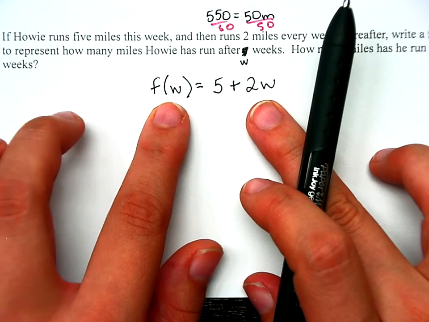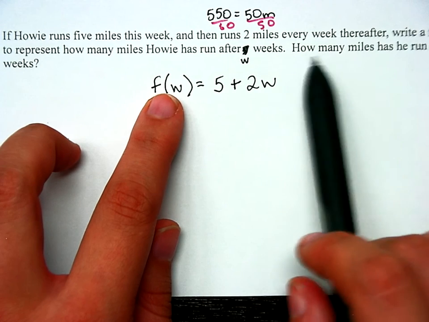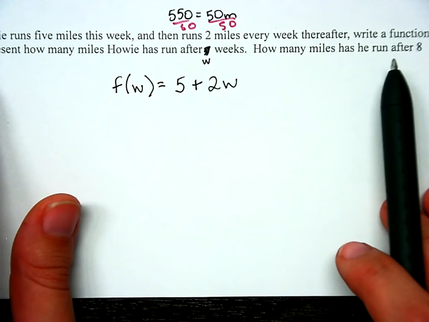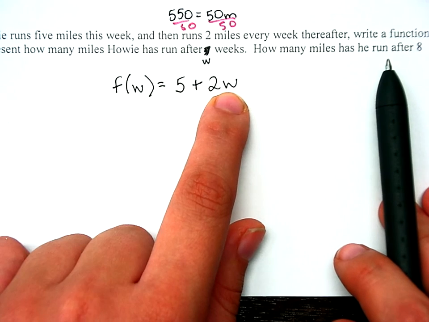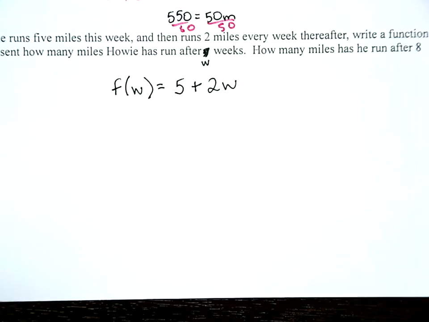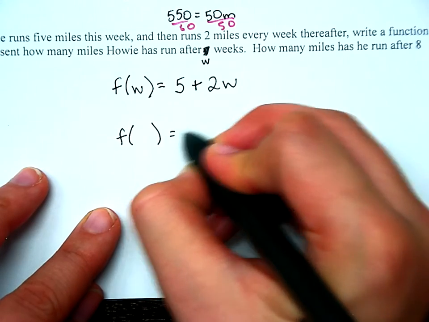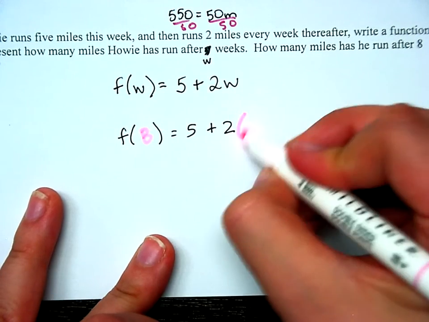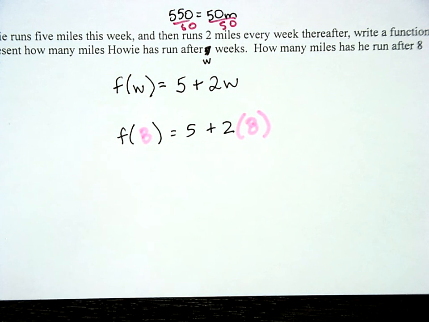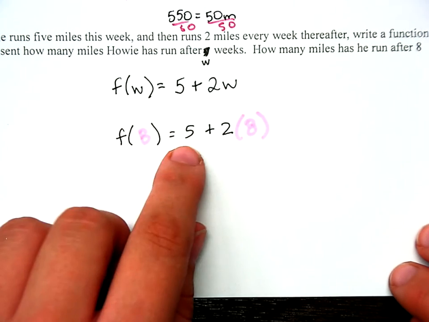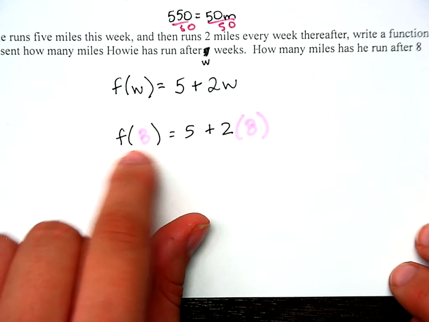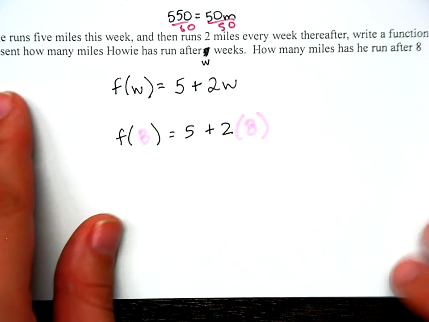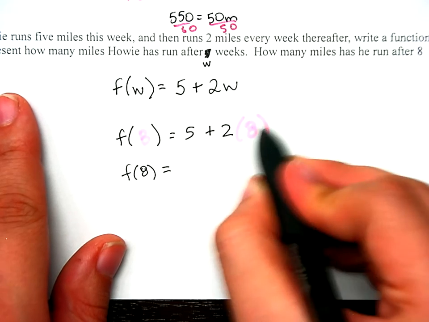This is the first part of the problem. Then I'm going to use it to answer the question, how many miles has he run after 8 weeks? So this time I've been given how many weeks. Remember, that's W. So that means wherever I see a W, I'm going to input 8. So I'm going to rewrite my function, but everywhere there was a W, I'm now going to put 8. Okay. So F of 8 equals, this is going to be the amount of miles he runs total. Remember, this is just telling me what I'm doing with my function. This is going to give me the output when I input 8. So F of 8 equals, and I'm just going to solve this right here.